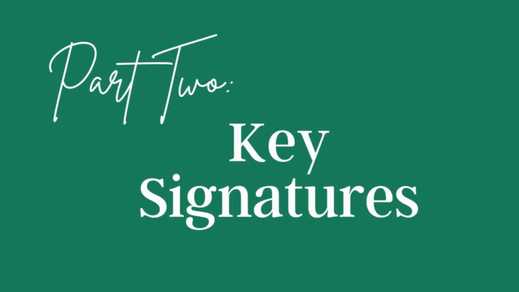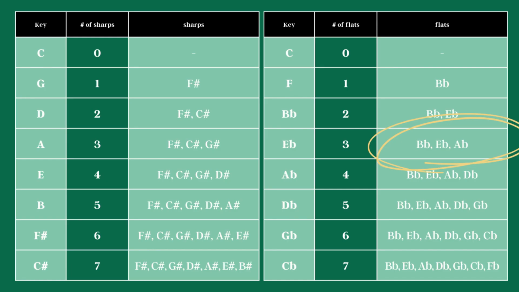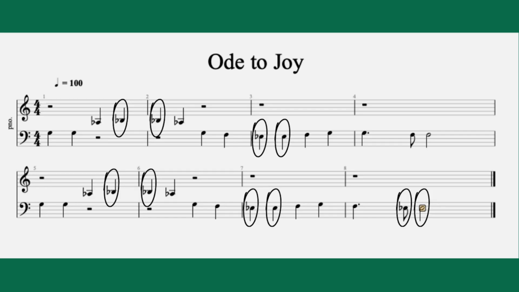Now, here's the tricky thing about these sharps and flats. When you play a song in, say, the key of E flat, every single B, E, and A needs to be flat for it to sound like it's in the key of E flat major. What this means is, if you're writing a piece of music on a staff, you'd have to write a flat with each B, E, and A throughout the entire piece.